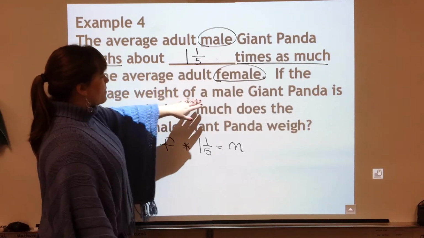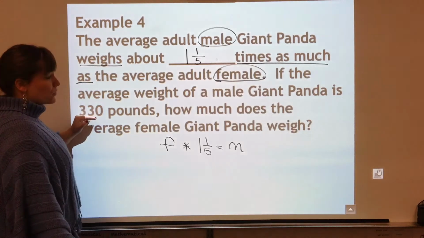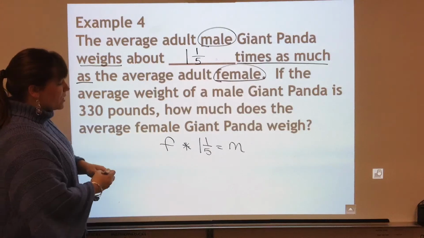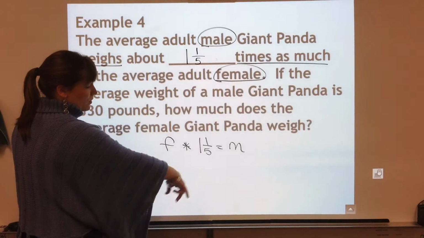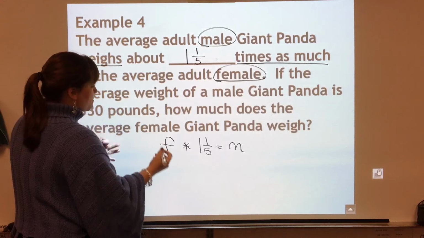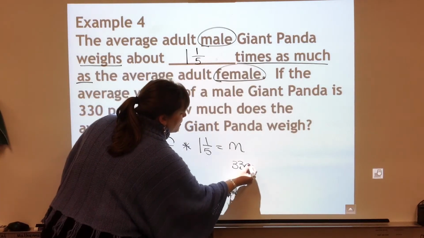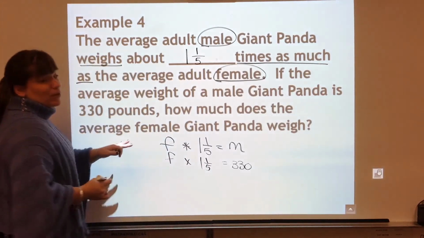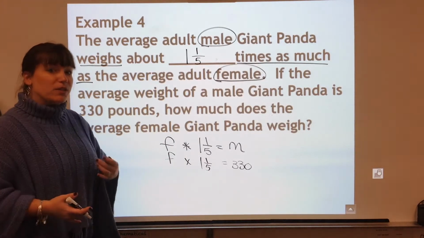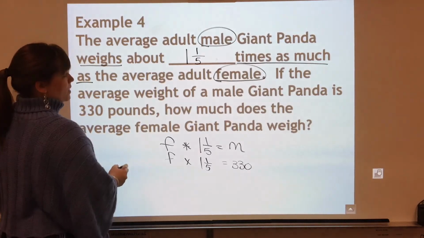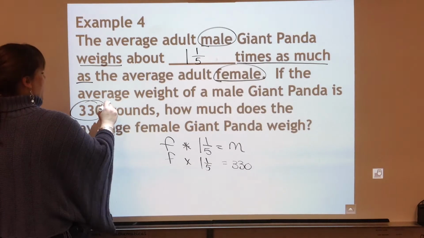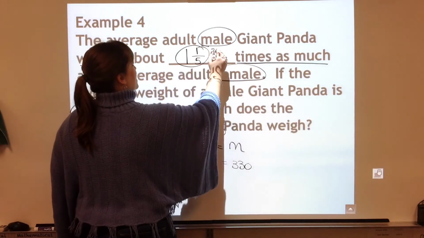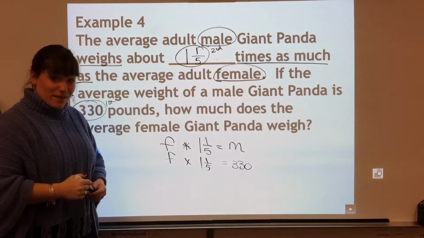If the weight of the male is 330 pounds, we want to know how much does the female weigh. So if you notice down here, we're not given the female and have to multiply. We're actually given how much the male weighs. So the male panda is 330, and we have to find out how much the female weighs. So now it becomes a division problem where we are taking the 330 as my first number, my dividend, and I'm dividing it into groups of 1 1/5.